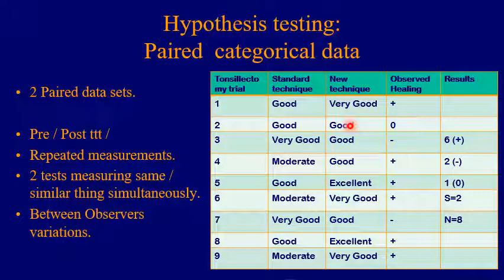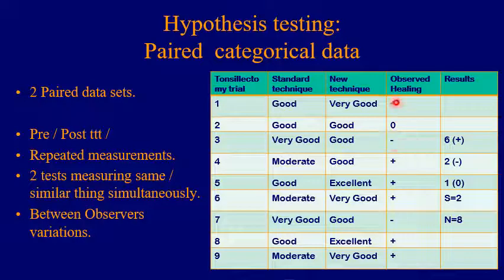In the second patient, both were good, so we put a 0. There is no difference. In the third patient, the result of the standard technique was better than the new technique, so we put a negative. And we go on with the 9 cases and end up having some who have a better healing with the new technique or no difference, or a better healing with the standard technique.